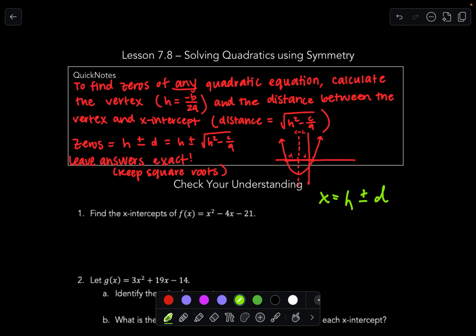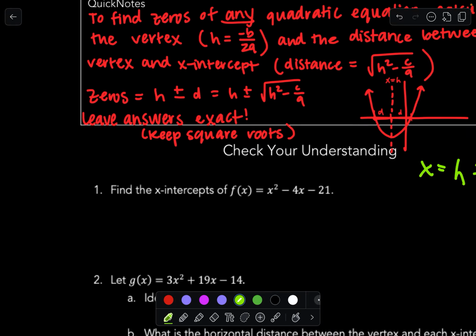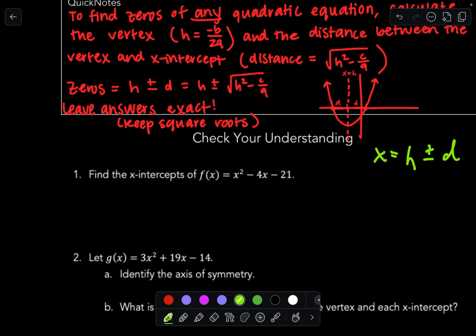Then they give you an expression for d to be the square root of h squared minus c over a. So when you're asked to find the x-intercepts, you have to be able to calculate h. H equals the opposite of b over 2a, and so you have to know what a, b, and c are. A equals 1, b equals -4, and c equals -21 in this case. So h is going to be the opposite of b, +4, over 2 times 1, which is 2.